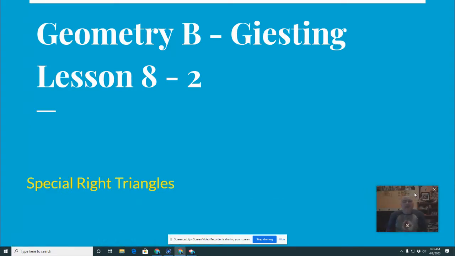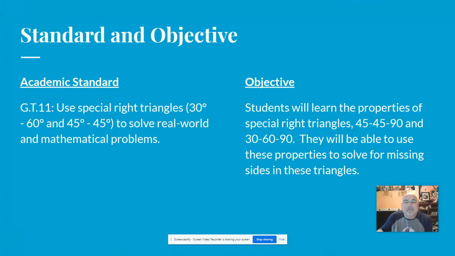Okay, so today, as we continue our work with right triangles, we'd like to talk about a couple of special right triangles. You can see our standard. We're going to use special right triangles, two of them, 30-60-90s and 45-45-90s, to solve real-world and mathematical problems.